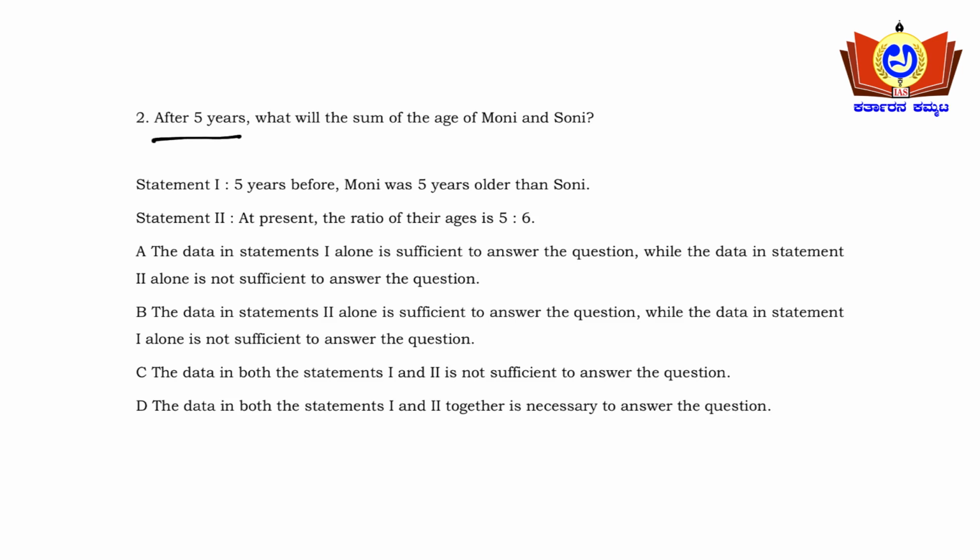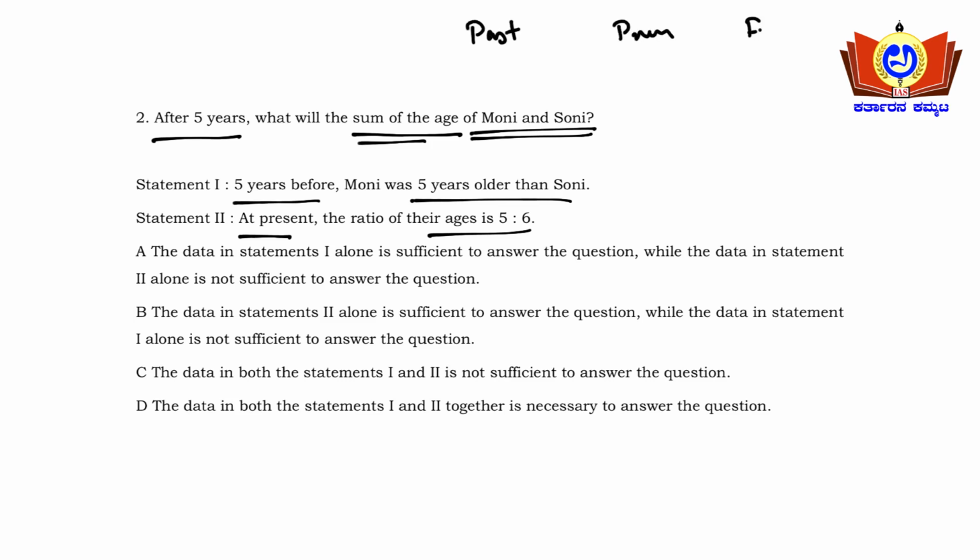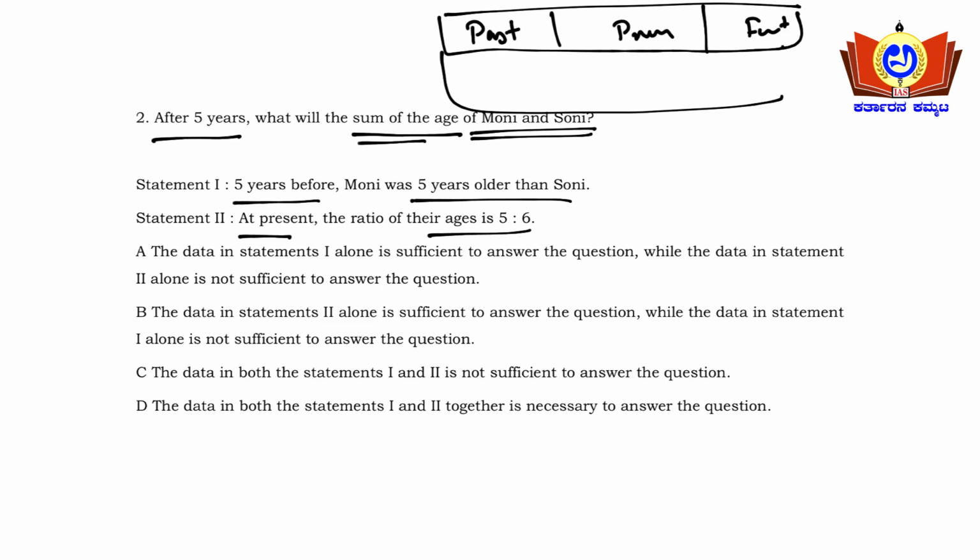After 5 years, what will be the sum of the ages of Moni and Soni here? Statement 1: 5 years before, Moni was 5 years older than Soni, and at present the ratio of their ages is 5:6. See here, past I am writing here, present I am writing here, and future I am writing here. In the previous videos I have told you how to solve age related problems. So you can write this here as a reference: past, present and future.